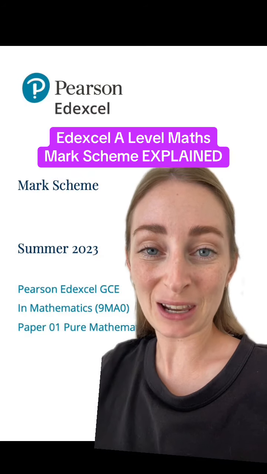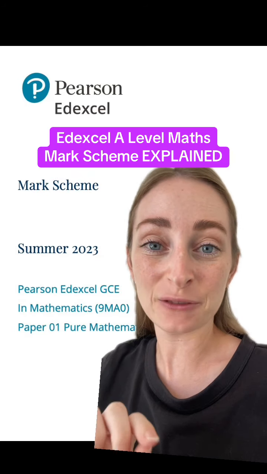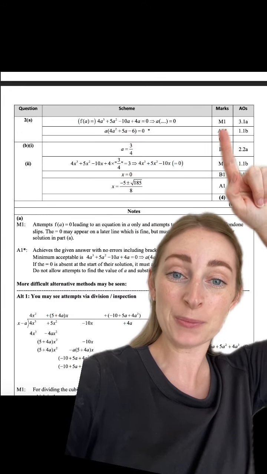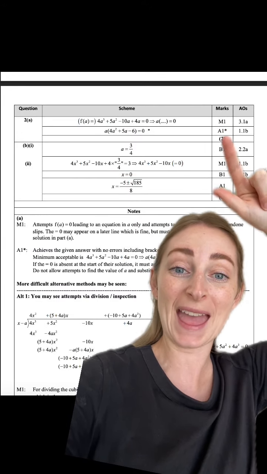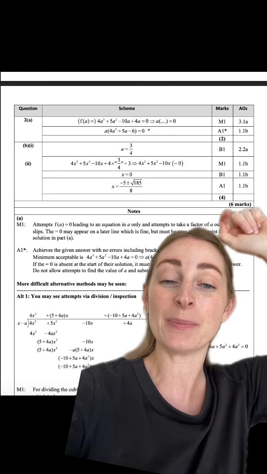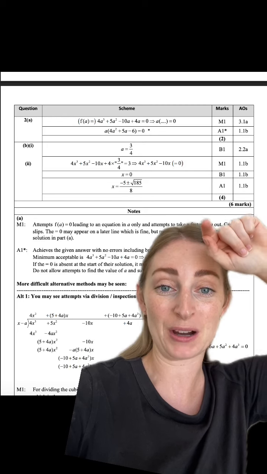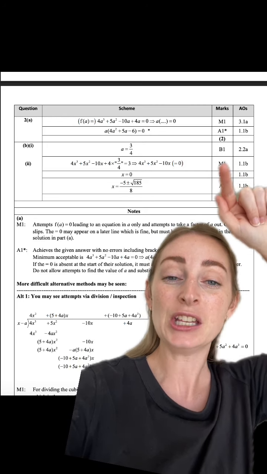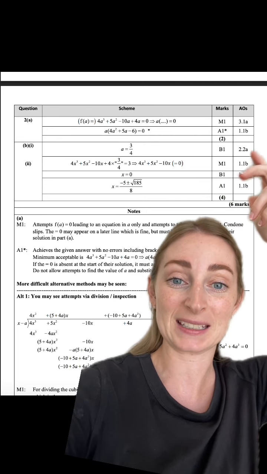Stop what you're doing and learn to read the Edexcel A-level maths mark scheme. So we all know that this M is a method mark, but do you know the difference between the A and the B? So this A is an accuracy mark, but it's dependent upon a method mark. This B is an unconditional accuracy mark, so no prior working needed.